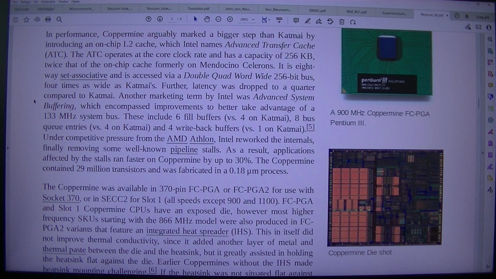Another marketing term by Intel was advanced system buffering, which encompassed improvements to better take advantage of a 133 MHz system bus. These include 6 fill buffers versus 4 on Katmai, 8 bus queue entries versus 4 on Katmai, and 4 write-back buffers versus 1 on Katmai.